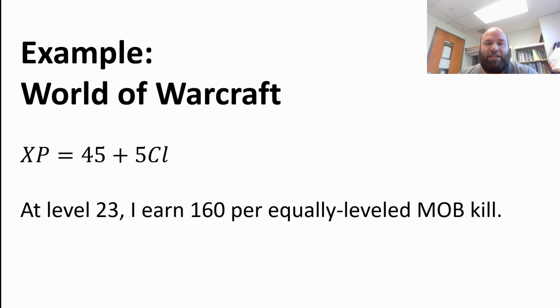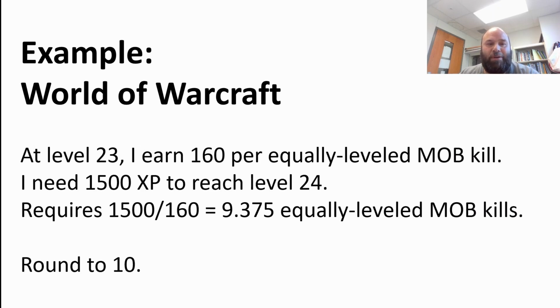Well, the first thing we need to know is how many XP we get for each equally leveled MOB kill at our level of 23. So we plug 23 in for character level, and we've got 5 times 23, which is 115. And we add the 45, and we get 160 XP for each of our equally leveled MOB kills. So that's good to know. Each one we get 160 XP. How many do we need?